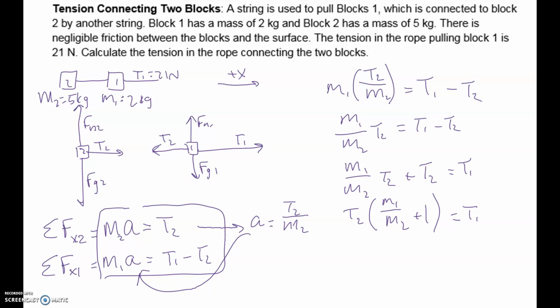The last thing, all I need to do is divide by these parentheses on both sides. So I have t1 divided by the whole quantity of m1 over m2 plus 1. When plugging in numbers here, t1 is 21 newtons, divided by m1, which is 2 kilograms, divided by m2, which is 5 kilograms, plus the quantity 1. And in the end, this gives us 15 newtons. So the magnitude of this tension force is 15 newtons. All right.